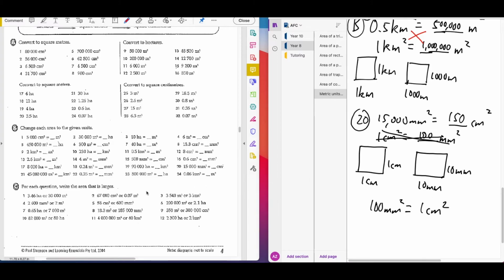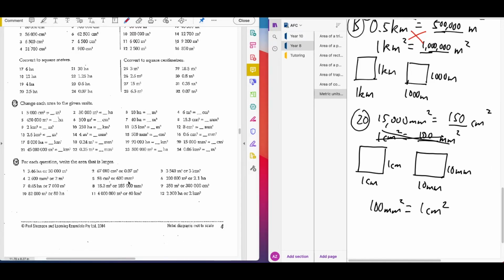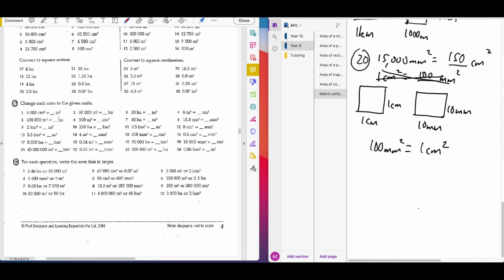Okay. All right. Now let's take a look at question C. Question C is usually quite challenging, so I'm going to go through this a bit slower. Let's just take a look at question 1. For each question, write the area that is larger.